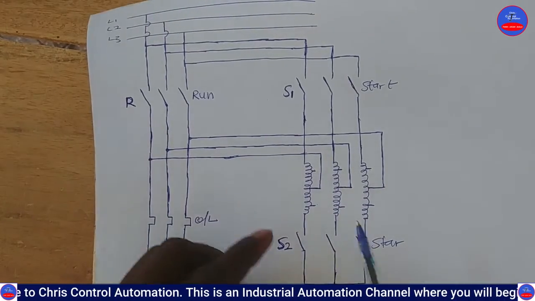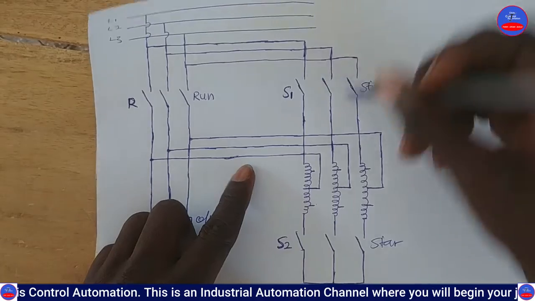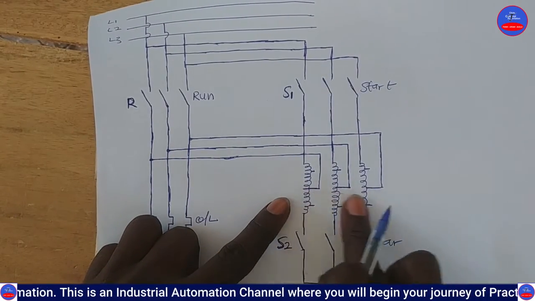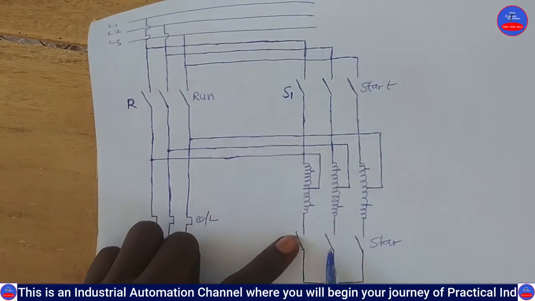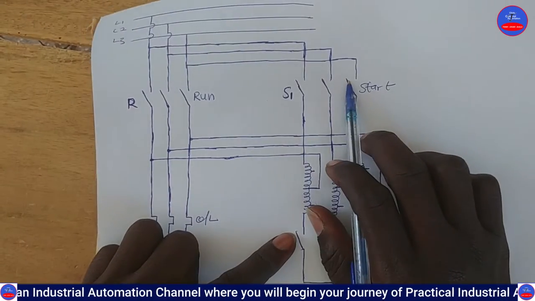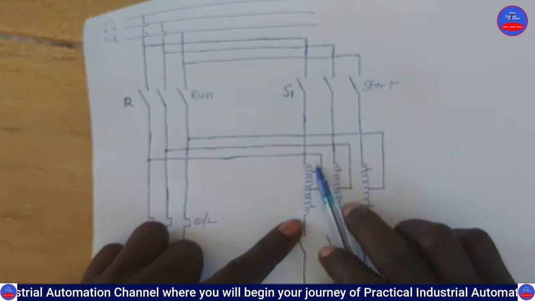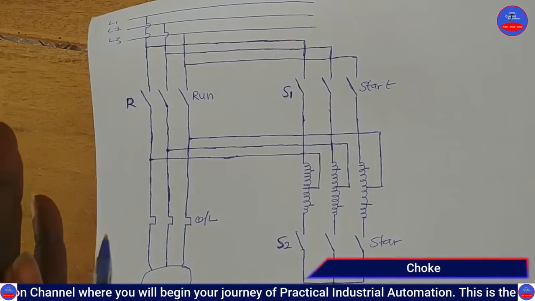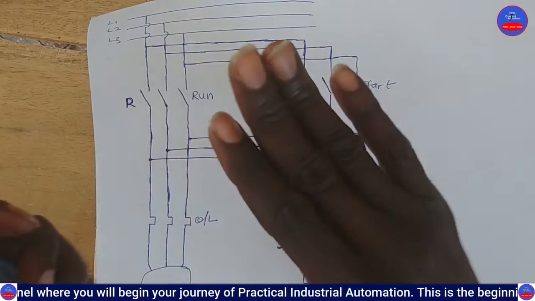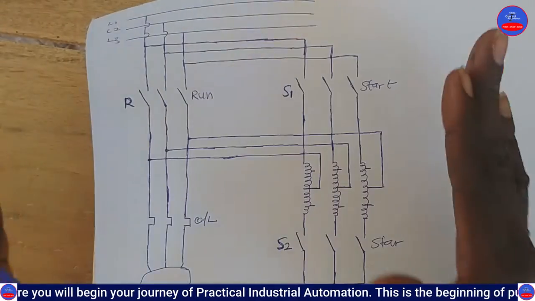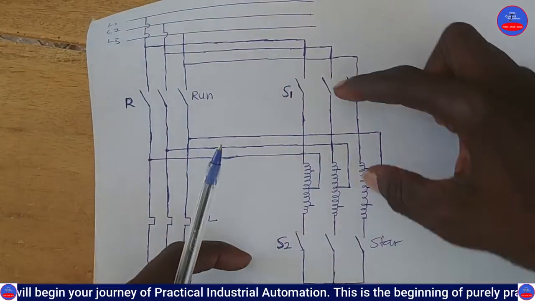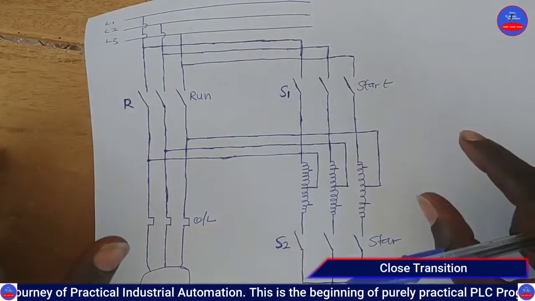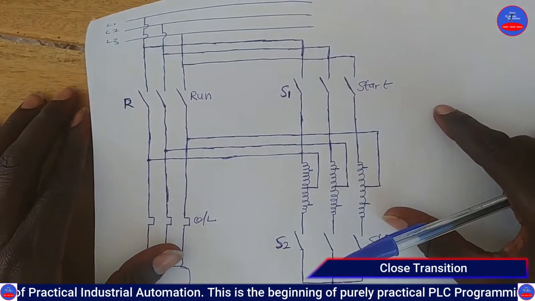Because when this one opens, this side is still closed, so part of the auto transformer winding, part of this winding, is serving as a reactor or choke, so that the motor would still attain or maintain its speed. They shouldn't open at the same time, so we call it closed transition. Closed transition.